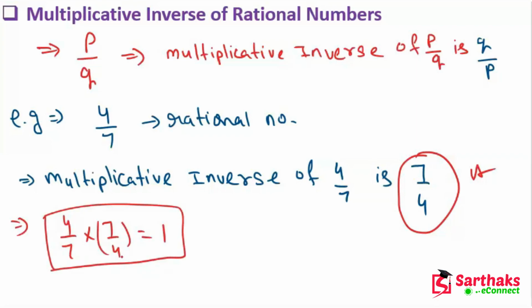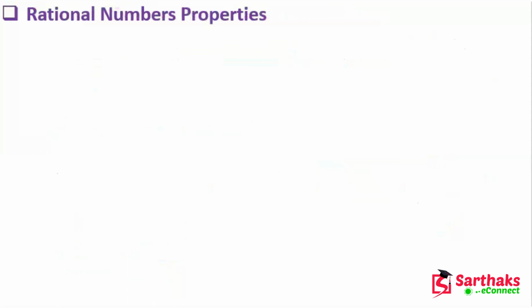So the multiplicative inverse is that number which, if we multiply it with the original number, we always get 1. So this is the multiplicative inverse. I hope you understand these things. So what is a multiplicative inverse? If we multiply a number with its multiplicative inverse, then we always get 1. Okay, I hope you get this point. So now my dear friends, the next property is rational number properties.